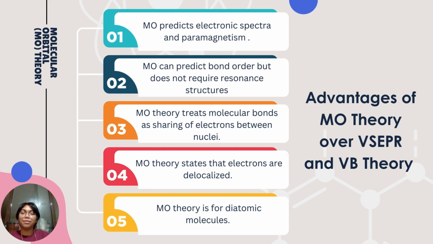Third, the MO theory treats molecular bonds as a sharing of electrons between nuclei, unlike the valence bond theory, which treats the electrons as localized hybrid orbitals of electron density. Fourth, MO theory says that the electrons are delocalized, which means that they are spread out over the entire molecule. And lastly, MO theory can be used to describe bonds between the atomic molecules.